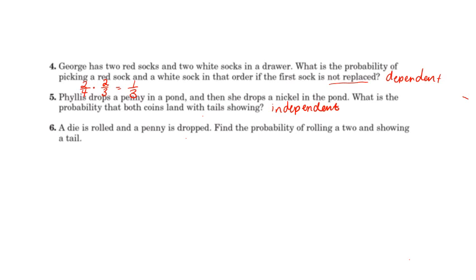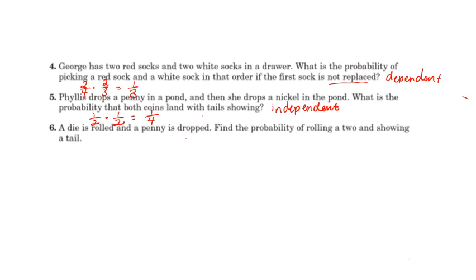So both with tails, I have a 1 out of 2 chance of getting tails on the penny, times a 1 out of 2 chance of getting tails on the nickel, because there's 2 sides to a coin, and one of those sides is tails. And I multiply those. 1 times 1 is 1, 2 times 2 is 4. So I have a 1 out of 4 chance of that happening.